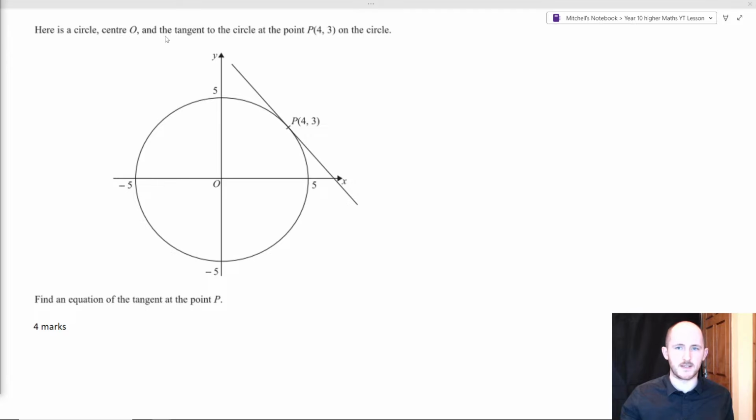So here's the circle centre O and the tangent to the circle at the point 4, 3 is on the circle. Find an equation for the tangent. Okay, cool. So it's probably the easiest one that we're going to do today, because it's a good intro question.